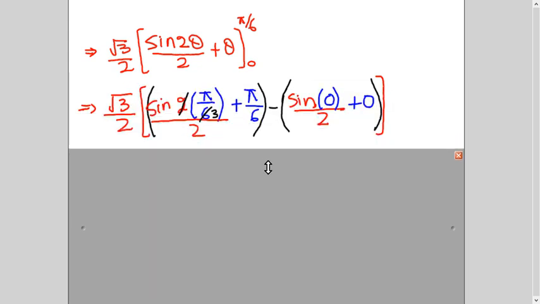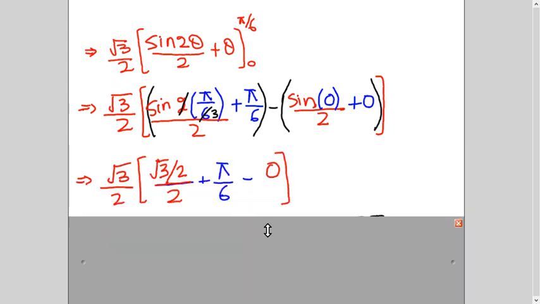So first I am substituting the upper limit in place of theta. You can see in blue. And then I'm substituting 0 in this whole function. Right. So after cancelling, it is sin pi by 3. Use a calculator to find out the answer.